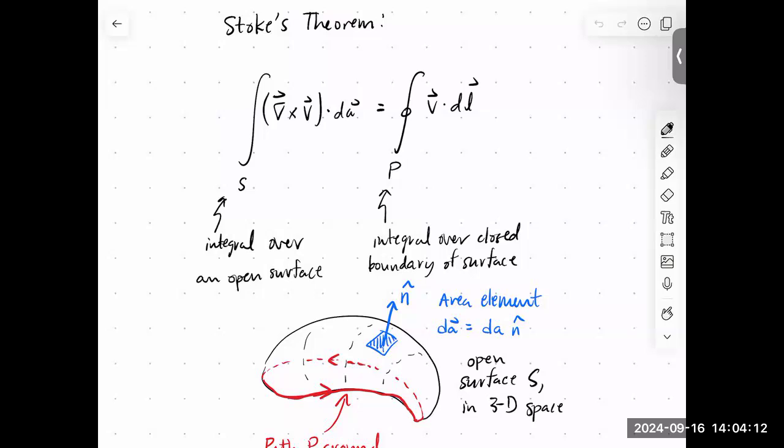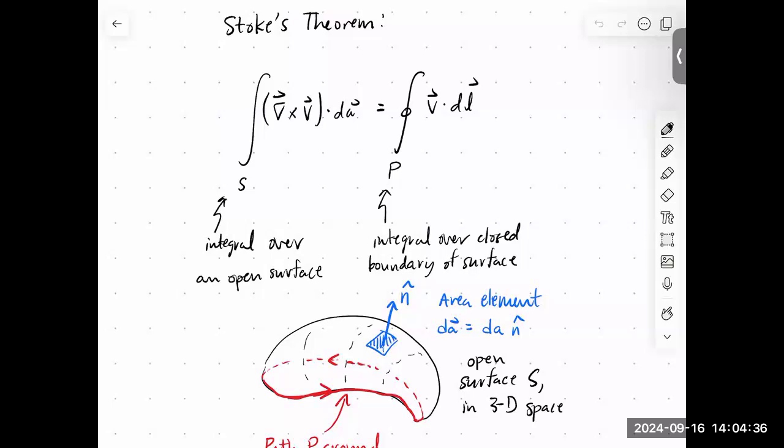I'm going to assume that you know how to evaluate surface integrals, line integrals, and volume integrals. But let me just remind you what the dA means. dA represents some infinitesimal patch of area on your surface, and its magnitude is the area of that patch.